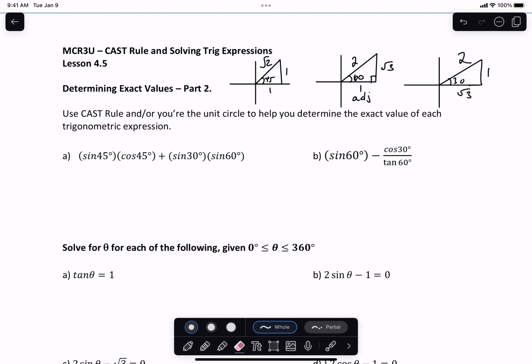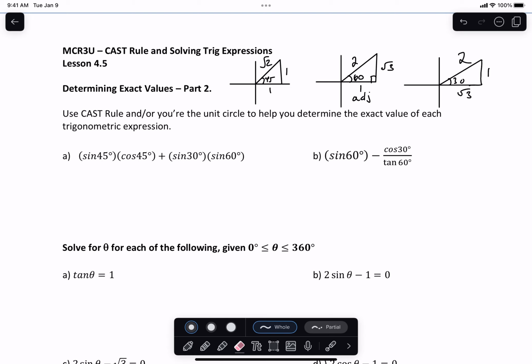Okay, so this is going to be part 2 to lesson 4.5, where we actually start taking some of the work we did in part 1 at finding exact values of particular angles, and then using those exact values to conduct some BEDMAS or order of operation questions.